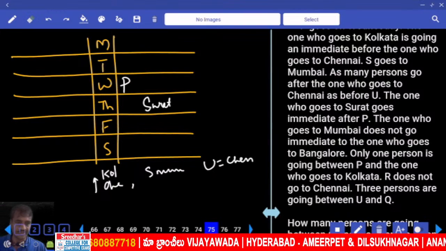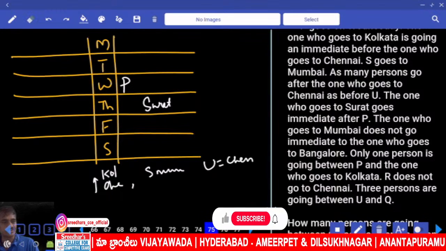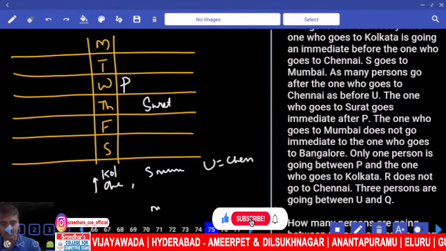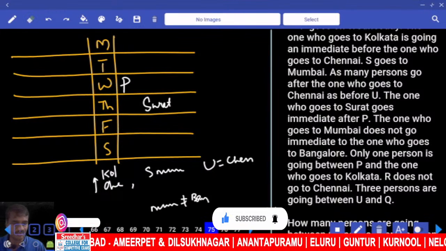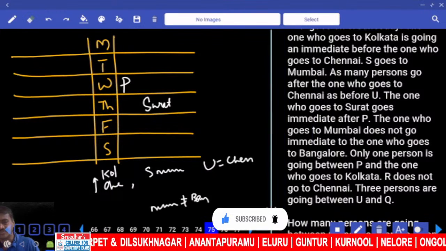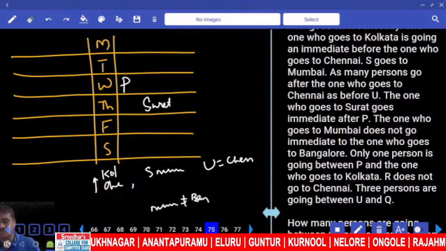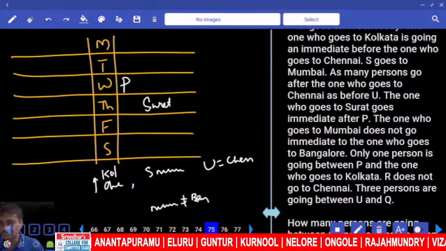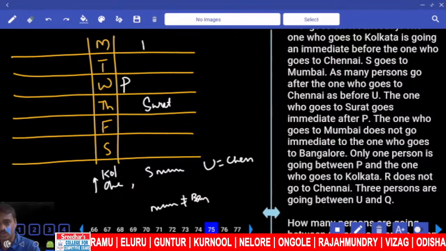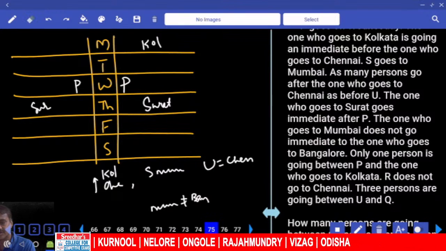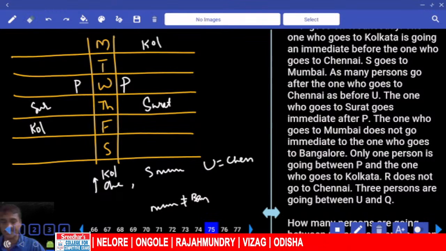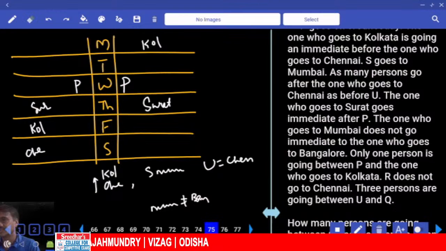Then the one who goes to Mumbai does not go immediately to Bangalore. Now Mumbai and Bangalore are not adjacent to each other. And only one person between P and the one who goes to Kolkata. Now P and the one to Kolkata, how many persons? There is exactly one. How many possibilities do we have? 2 possibilities. Now Kolkata can be on Monday, or now P and Surat. Now Kolkata can be one person, that is on Friday. If Kolkata is here, then Chennai must be here.